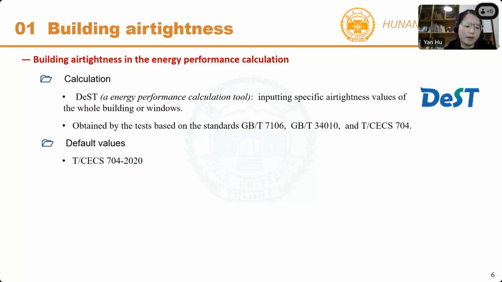In China, the main EP calculation tool developed by a domestic institution is test, and the input values of airtightness were obtained by the test based on some relevant standards. If there is no tested data, we can use the recommended airtightness values specified in relevant standards as the default values, such as the T/CECS.